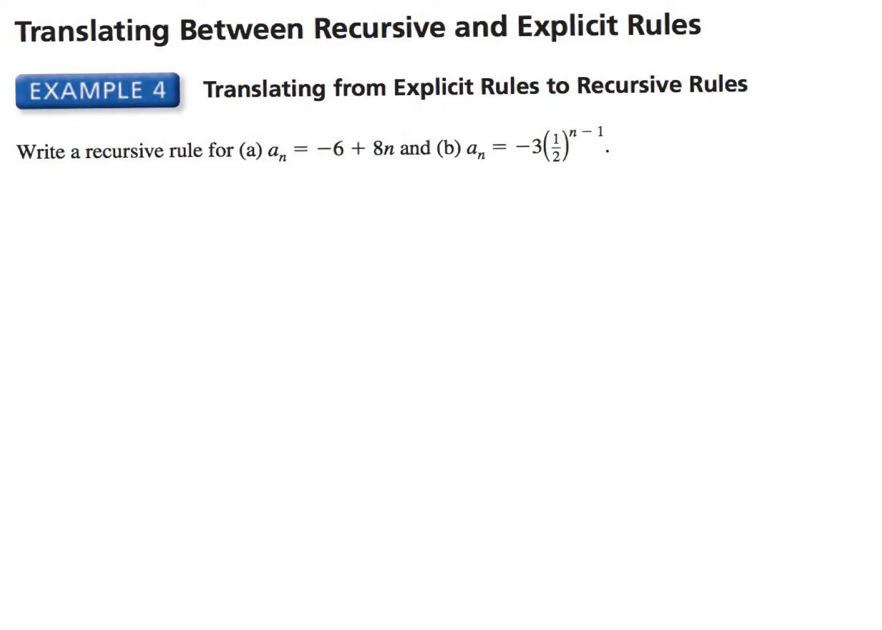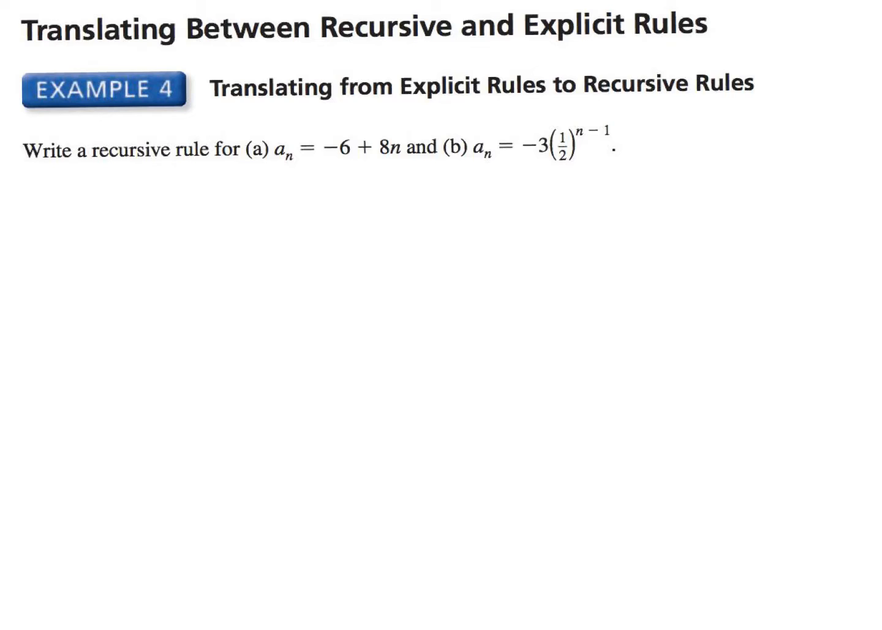Now we're going to be looking more into the trickier side of things. We're going to be translating between recursive and explicit. So first up is going from explicit rules to recursive rules. In order to have a recursive rule, you need to know the first term and the pattern to go between terms.